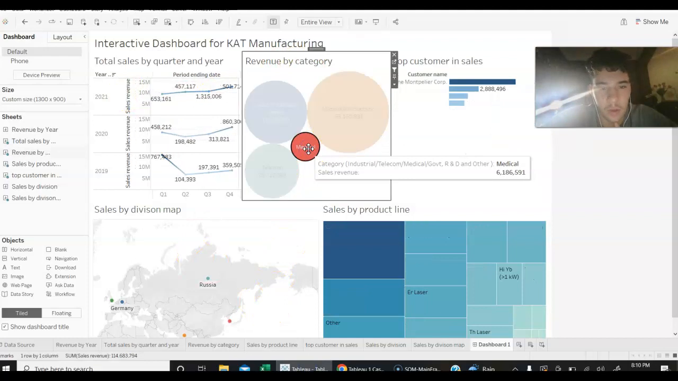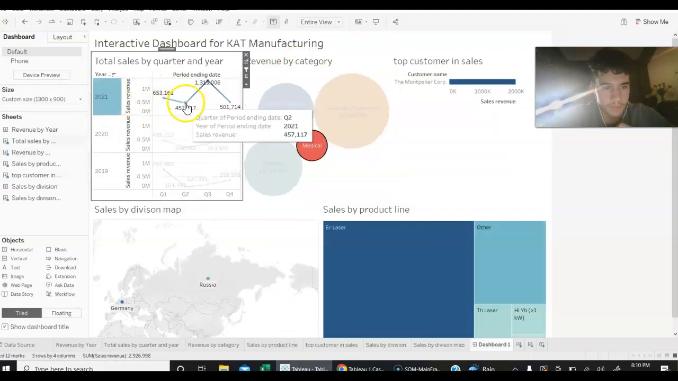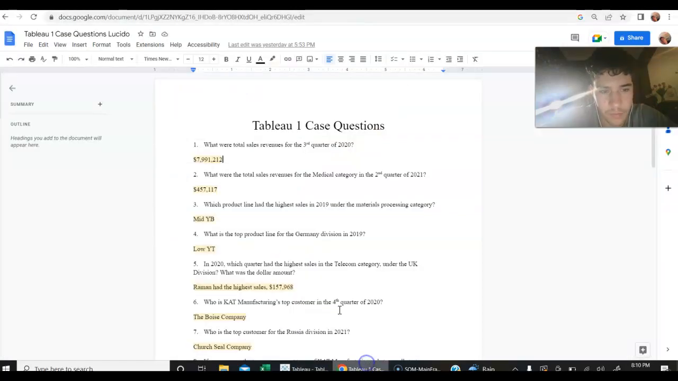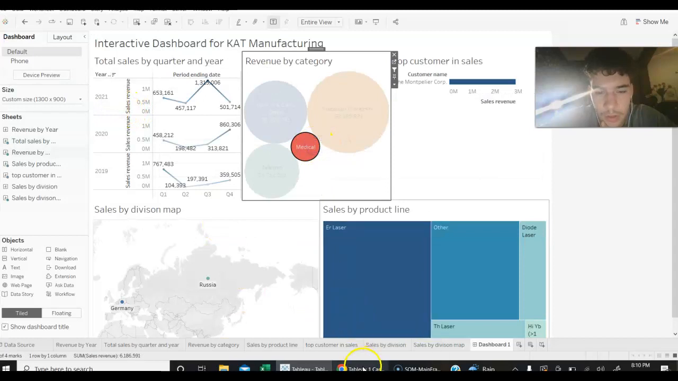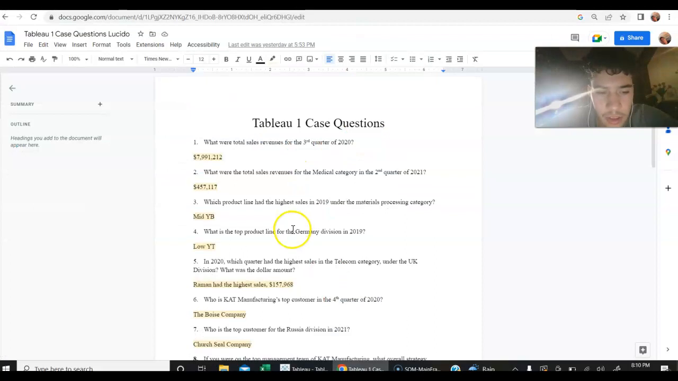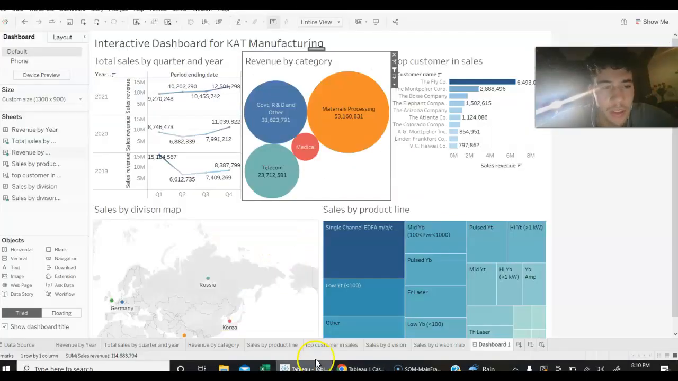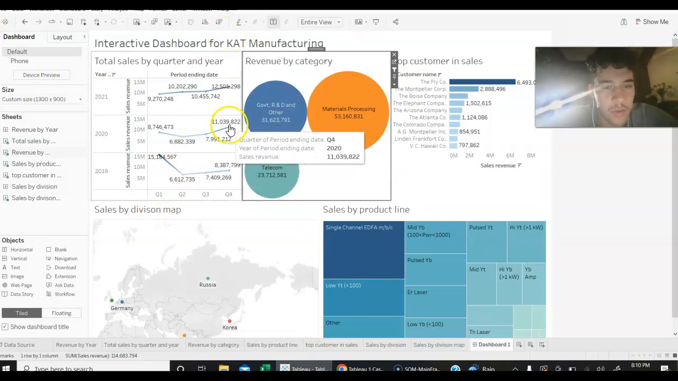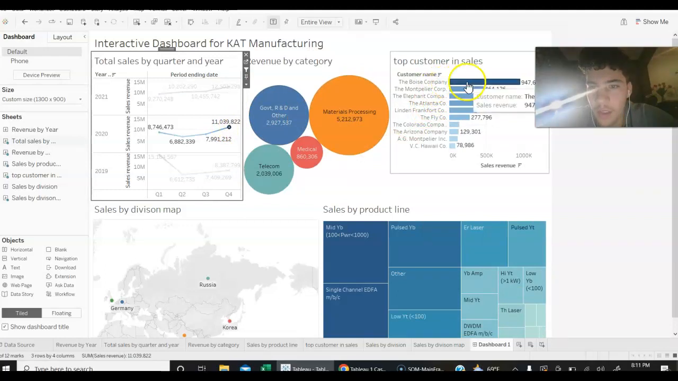First, only medical, 2021, 457,117. Let's do a few more. So you can see the features. Who is Cat Manufacturing's top customer in the fourth quarter of 2020? So fourth quarter of 2020. Top customer would be the Boys Company.